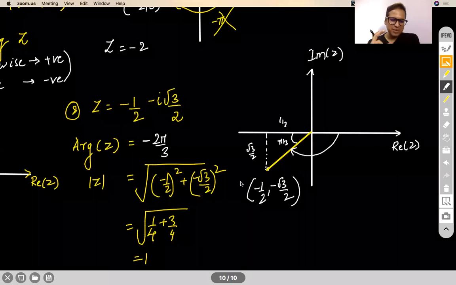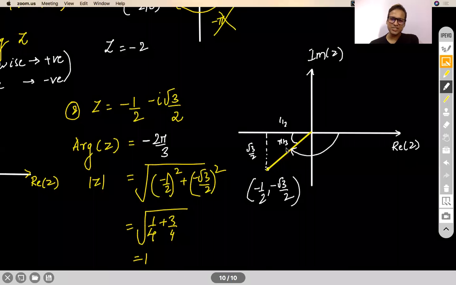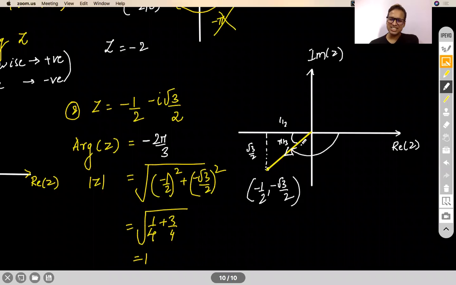Now the line segment that connects Z with O, the length of that is mod Z. That's what you can understand from there. Nothing more than that. Or you can say that the line connecting Z with 0 is basically a position vector. So if you just make a vector like this, it'll make this complex number look like a position vector. So a complex number can also be treated like a position vector.